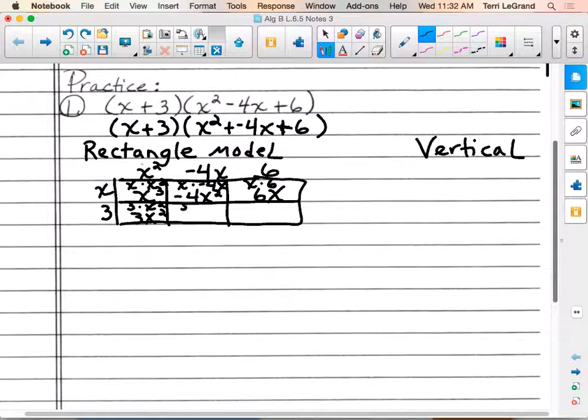3 times, I didn't ask for the product right away, I asked for the multiplication. 3 times negative 4x, which is? Negative 12x. And what's our last multiplication? 3 times 6, which is 18. Okay.